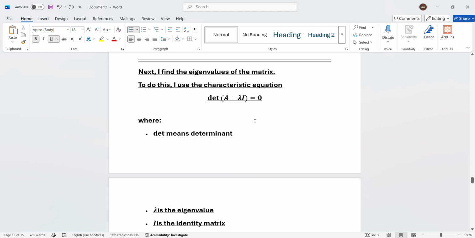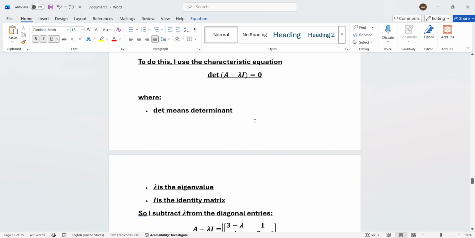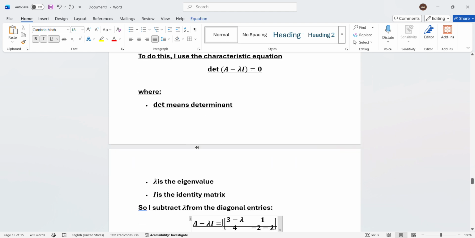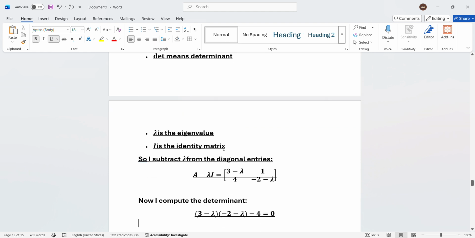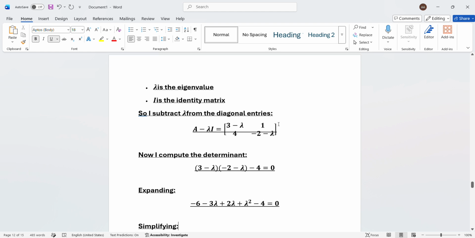Also, it's always good to know the symbols. So I left the symbols' meaning right here, just in case you have questions or something. Especially these Greek symbols, like this is lambda. It's always good to remember that.